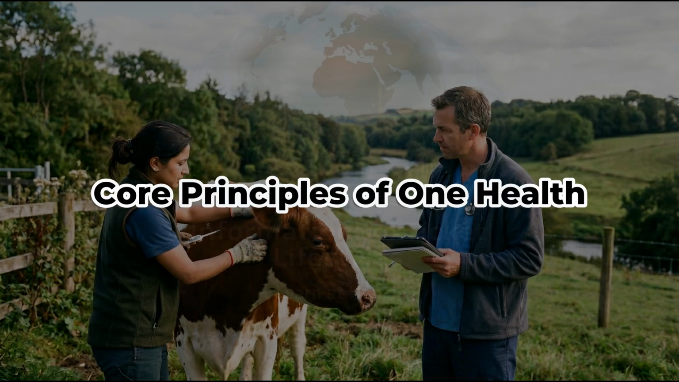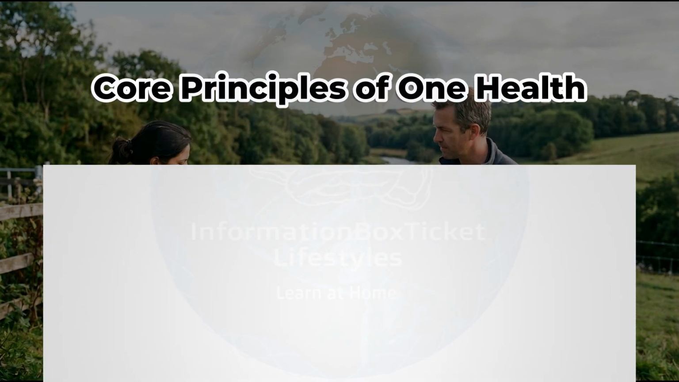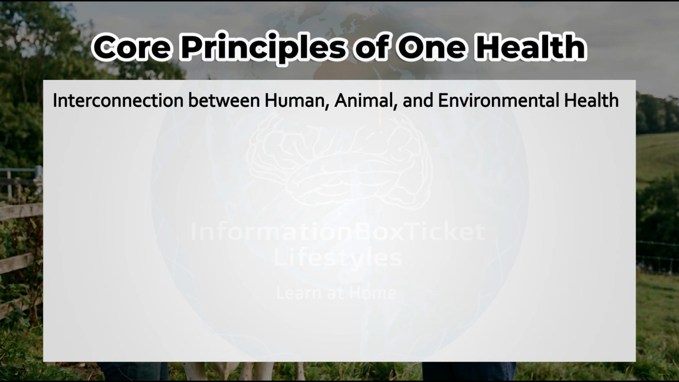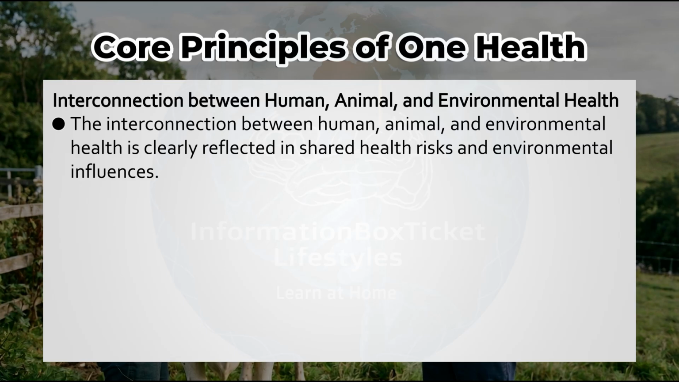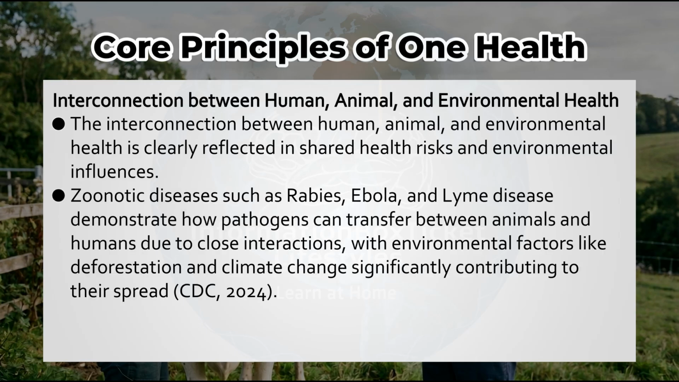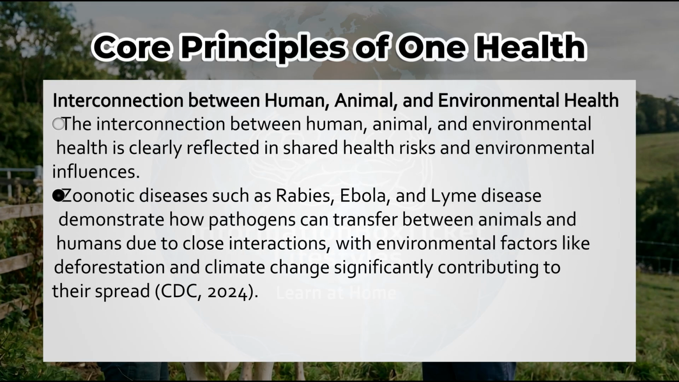Core principles of One Health. Interconnection between human, animal, and environmental health. The interconnection between human, animal, and environmental health is clearly reflected in shared health risks and environmental influences. Zoonotic diseases such as rabies, Ebola, and Lyme disease demonstrate how pathogens can transfer between animals and humans due to close interactions, with environmental factors like deforestation and climate change significantly contributing to their spread.